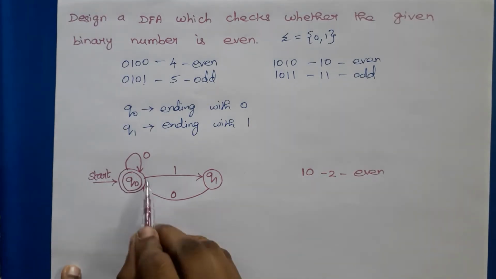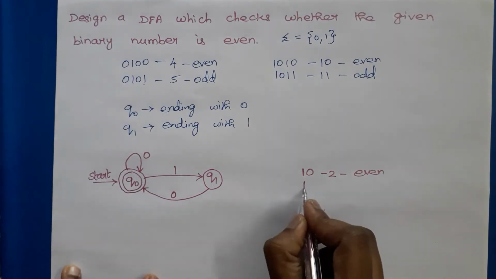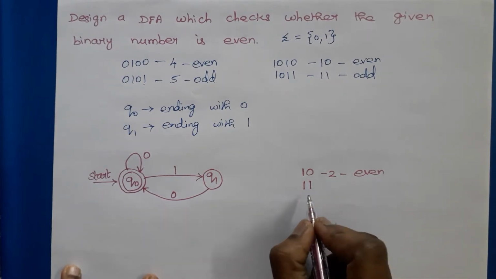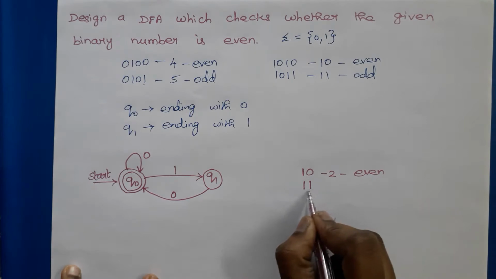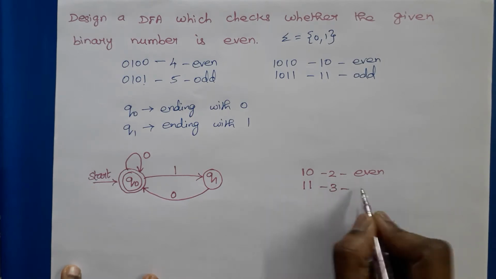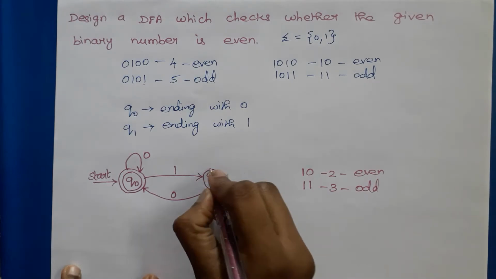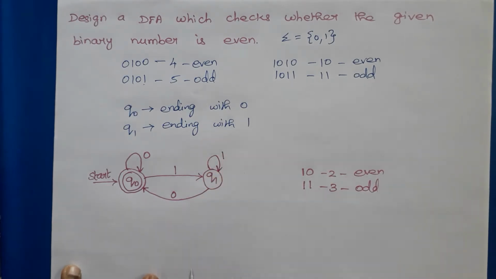Then 1. We have already recognized 1. Then from Q1, if the next input is also 1, it means the string ends with 1, right? The decimal equivalent is 3, and it is an odd number. So it should remain in the same state. So this is the DFA diagram for checking whether the binary number is even.